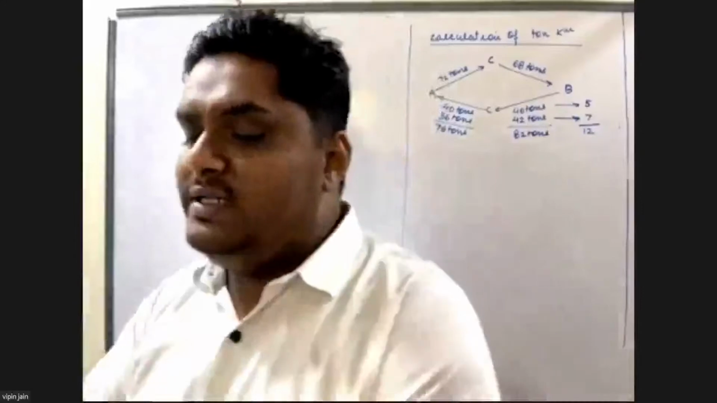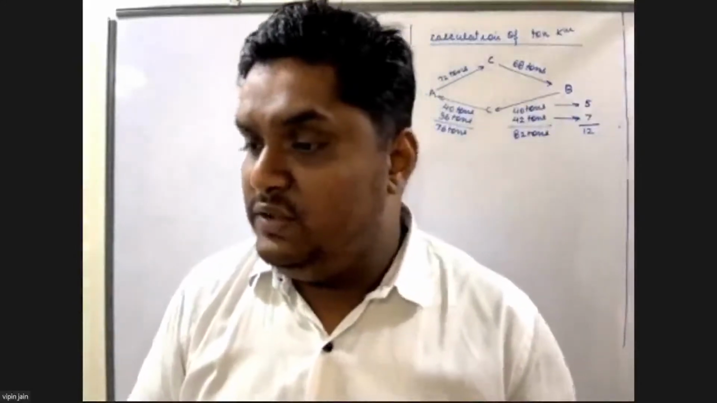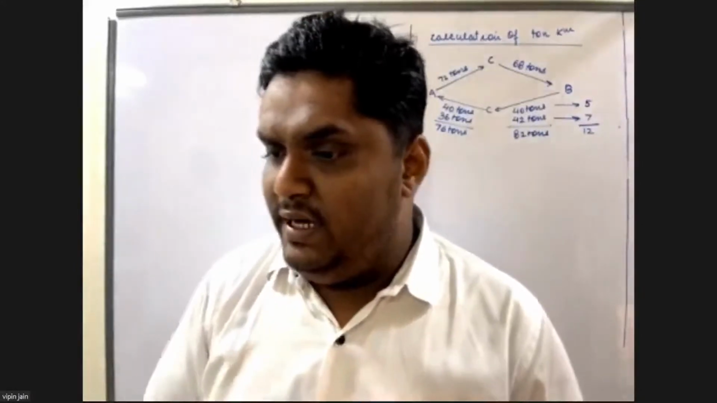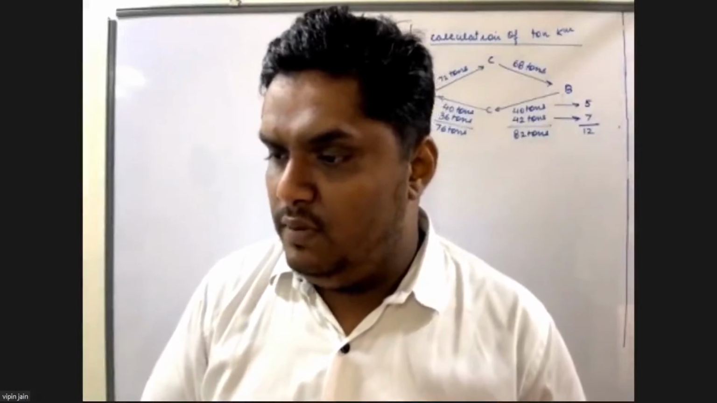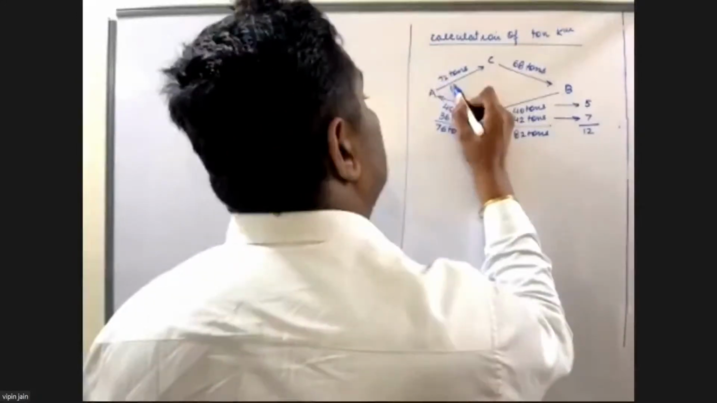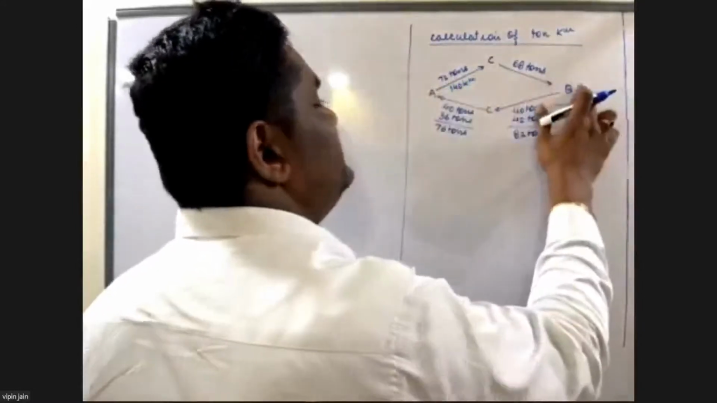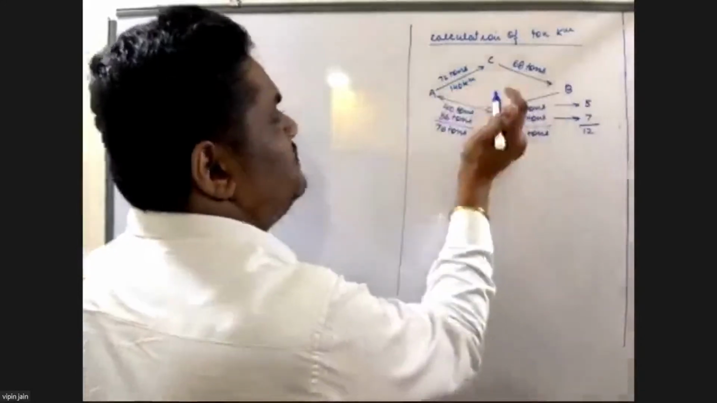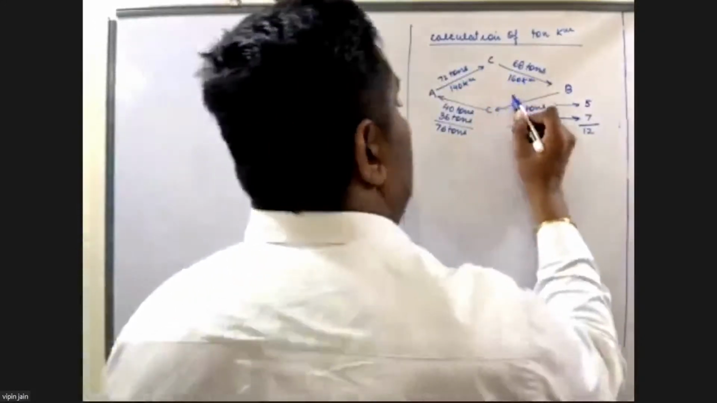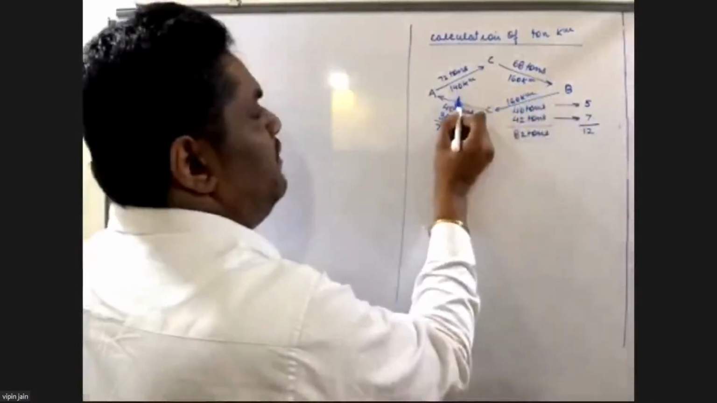So here the distance is given in the question. That is the distance from city A to C. So this is 140 kilometers. And A to B, the distance is 300. So 300 minus 140, this will be 160 kilometers. Again, here also it will be 160 kilometers and 140 kilometers.